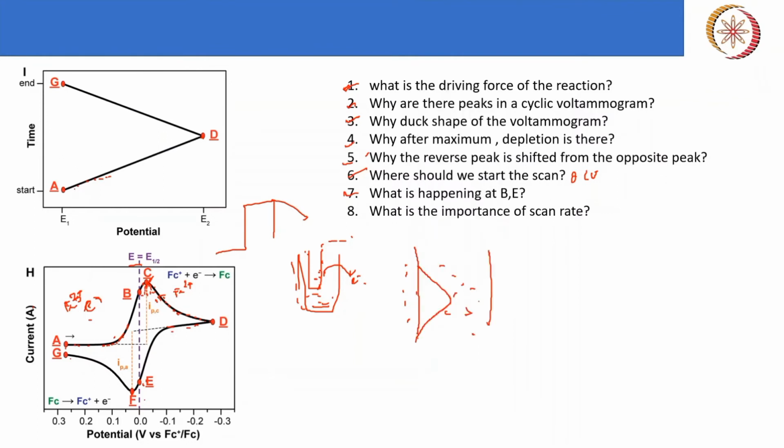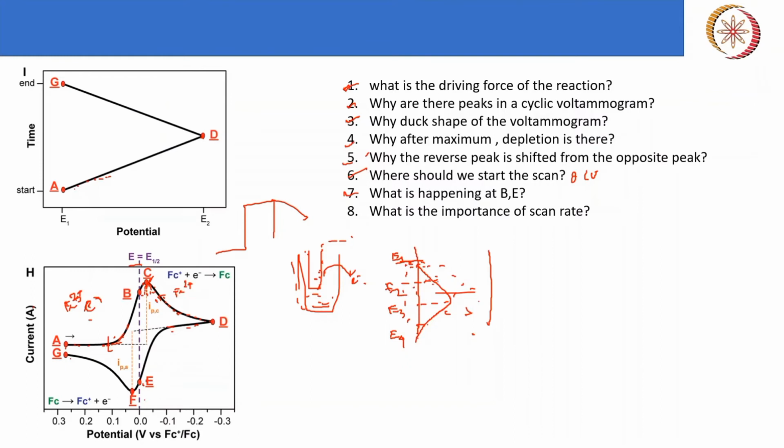Basically it is like this. Initially, suppose this is the electrode potential E1, this is E2, this is E3 and this is E4. When you are in the E1 state, in this region, the analyte energy is not matching at all. As a result, there is no current.